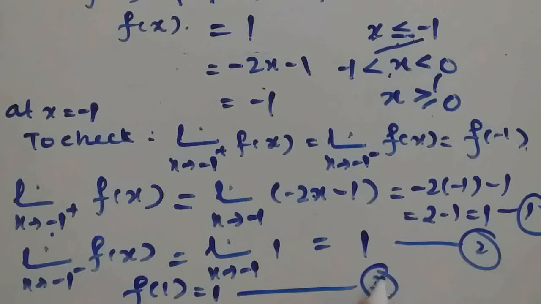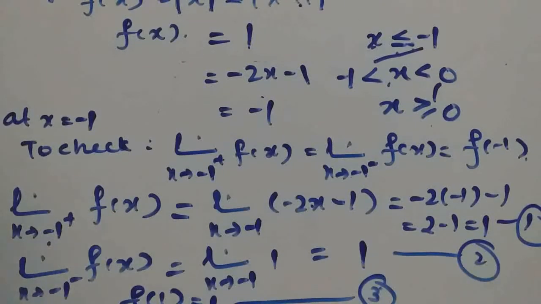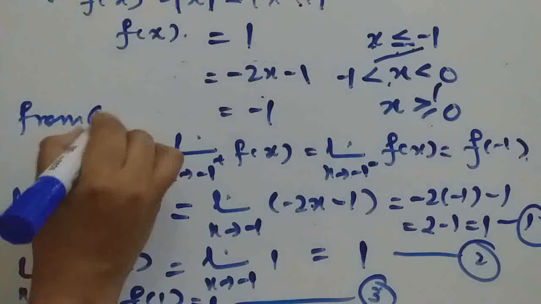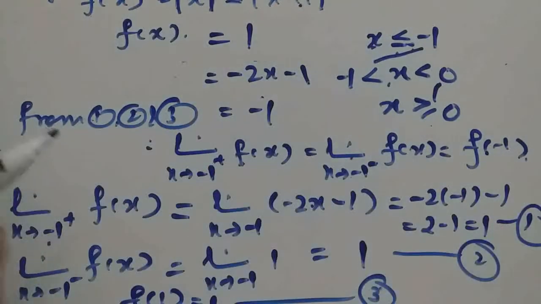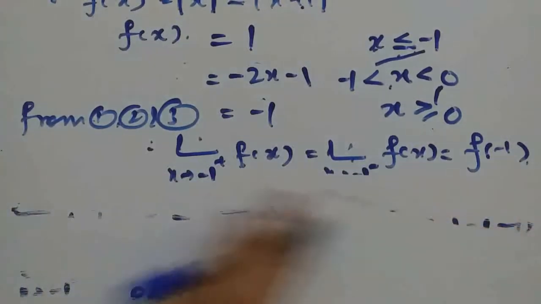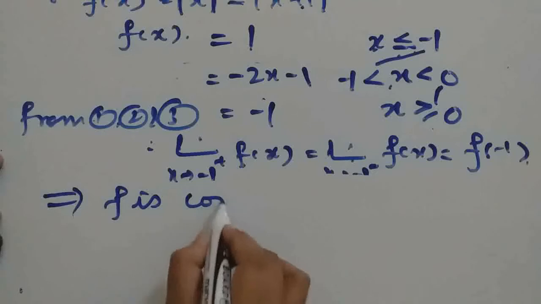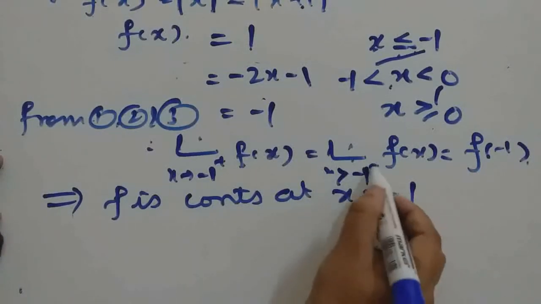So from equations 1, 2 and 3, all of these are equal. This equals this. That implies the function is continuous at x equal to minus 1.